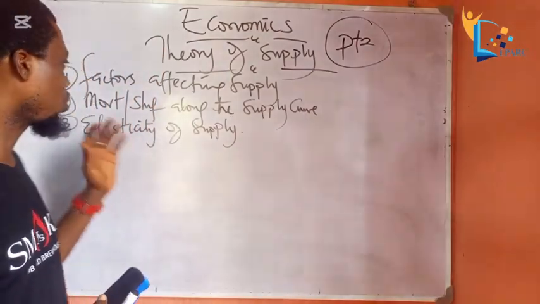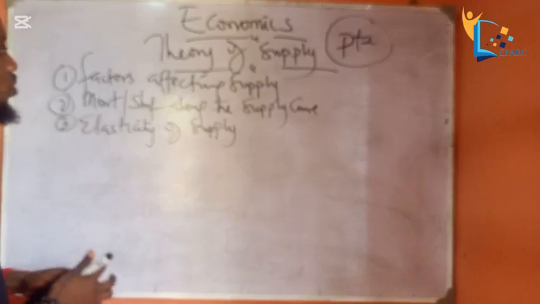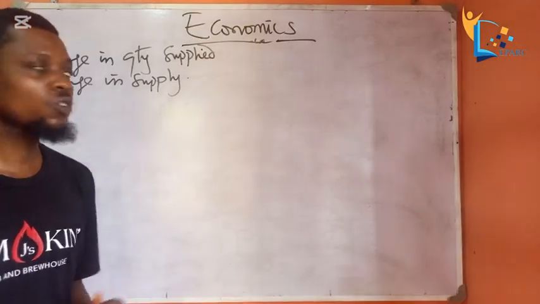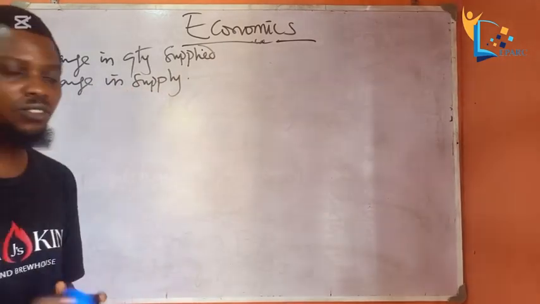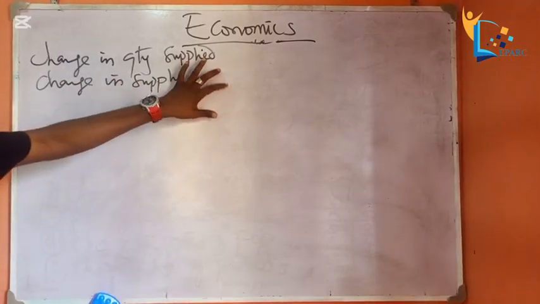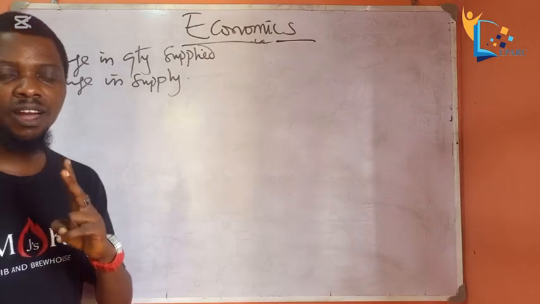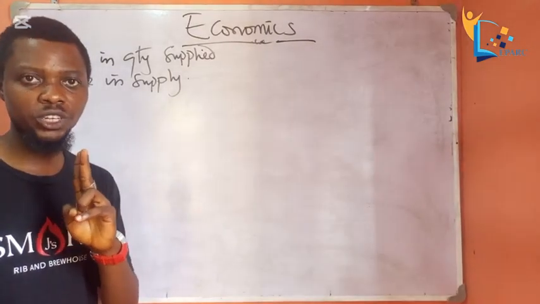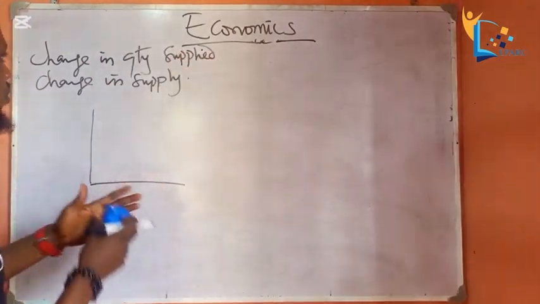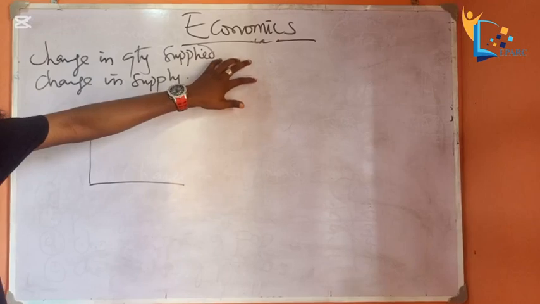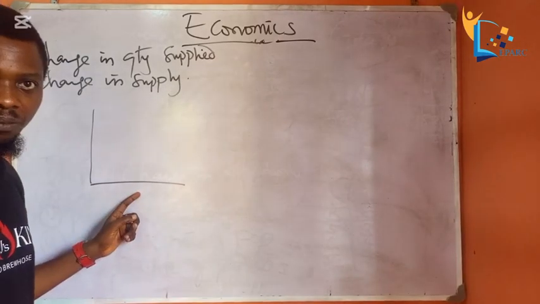Now we're going to be looking at the shifts or the movement along the supply curve. When we talk about change in quantity supplied and change in supply, there are two different things. When we talk about change in quantity supplied, price is the determining factor. This is the movement of quantity supplied from one point to another.